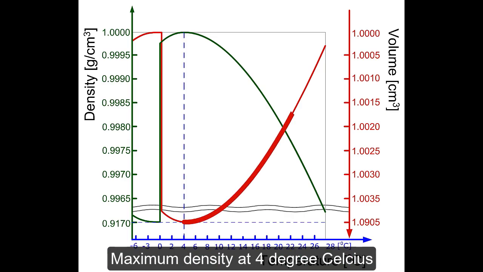Nearly all liquids increase their volume when they are heated up, but water is an exception. As the temperature increases from 0 degrees Celsius to 4 degrees Celsius, the volume of water decreases. At 4 degrees Celsius, water enters into a state in which it has minimal volume and maximal density.